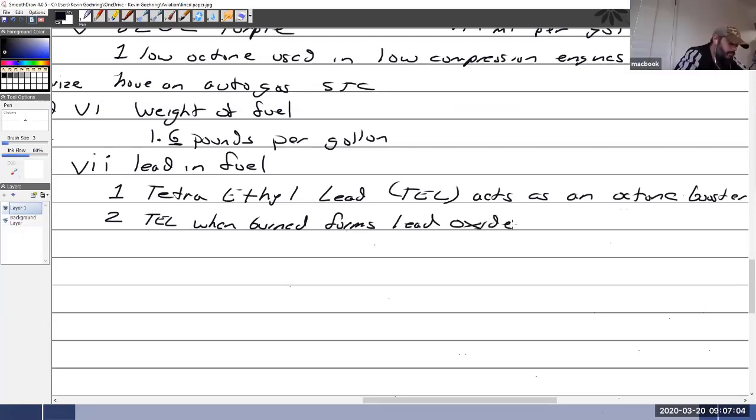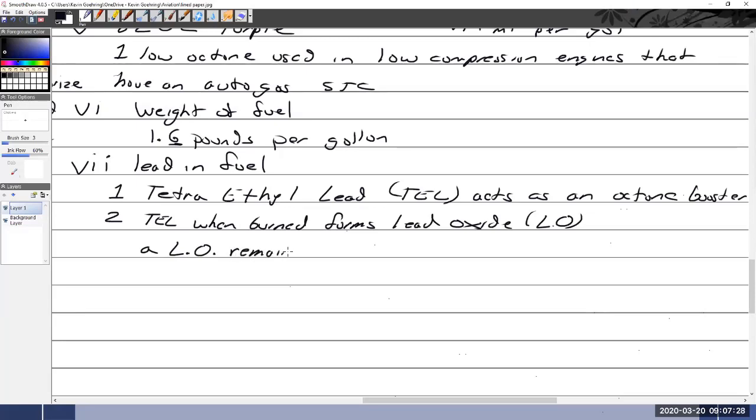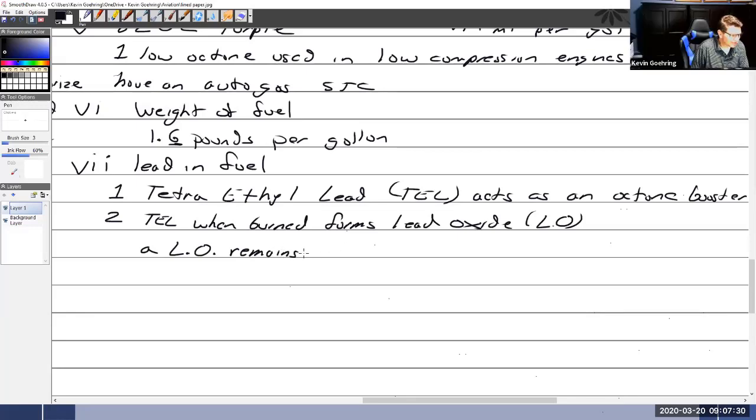This is like teaching the battery class. All right. So lead oxide, I can just abbreviate that so I don't have to keep writing it. It's PbO2 or something. Lead oxide, so I don't have to keep writing it. Remain solid.